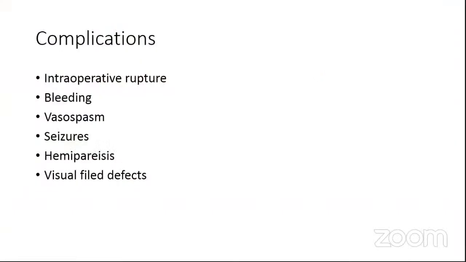So every procedure has some complication. There can be anesthesia complications, as well as surgical complications: intraoperative rupture, bleeding, and vasospasm. They can be late complications like dislodgement of clips. Patients can have seizures. The patient can have hemiparesis post-operatively if the clips are not applied correctly or the segments are compromised, and patients can have visual field defects as well. These are some of the common complications associated with clipping techniques.